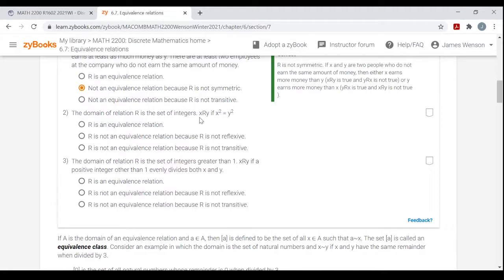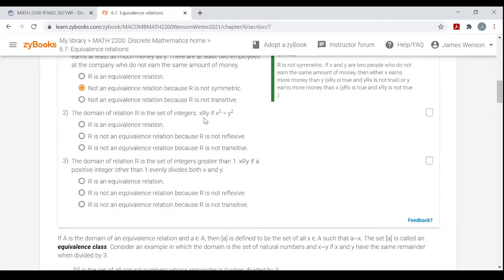Is it symmetric? Well, let's see. If X is related to Y, that means X squared is equal to Y squared. Would Y be related to X? Well, yeah, if X squared is equal to Y squared, then Y squared would be equal to X squared. So it is symmetric. And finally, is it transitive?